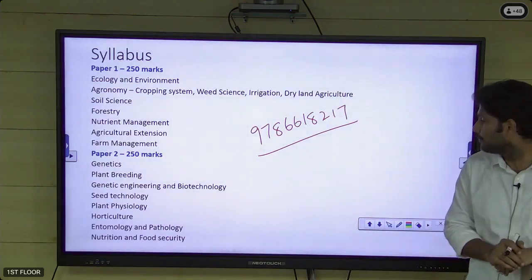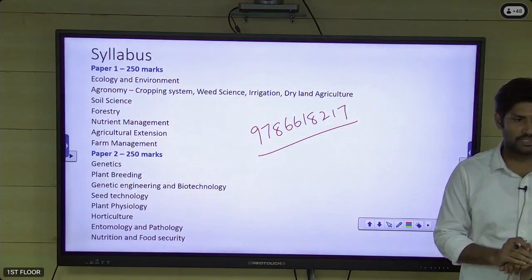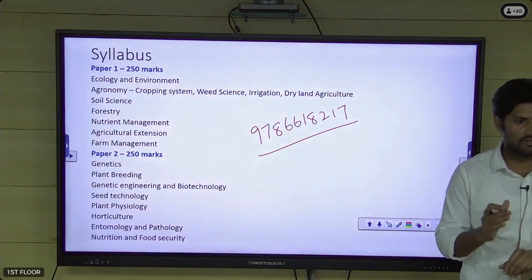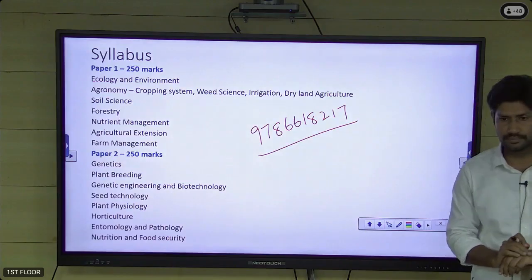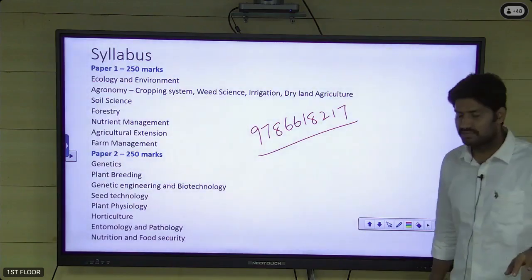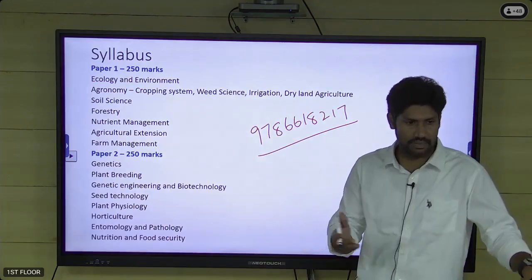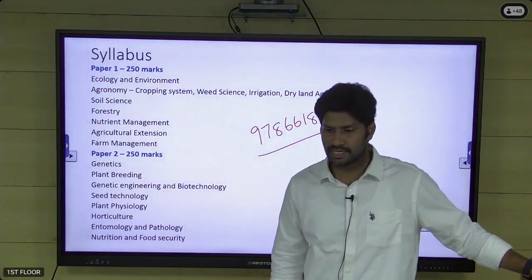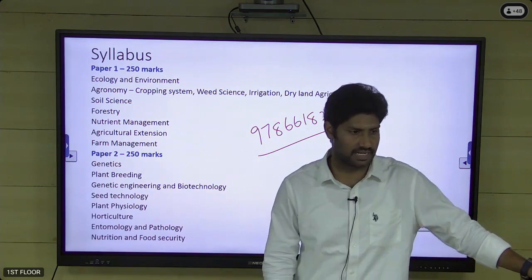So this is my personal number. After every test, you have to scan the answer copy and send it to my personal number. I will check and give feedback over the phone. This is for online students. For offline students, you can write directly in our academy. You can come to the academy and submit the paper here, and we can have one-on-one feedback after the correction.